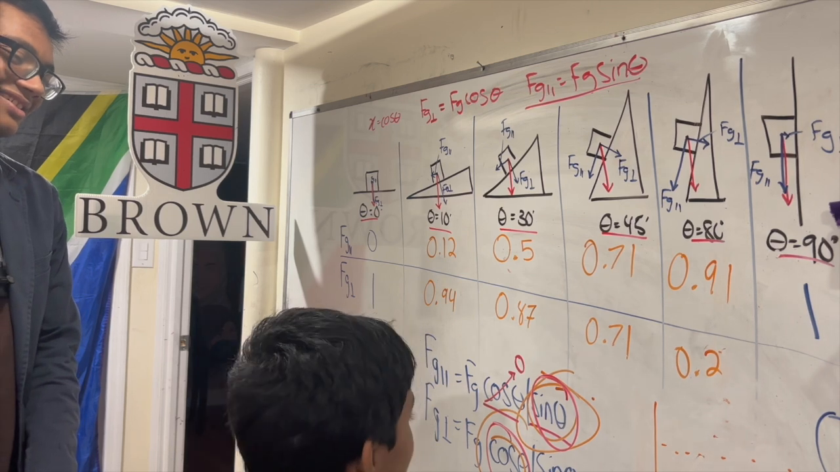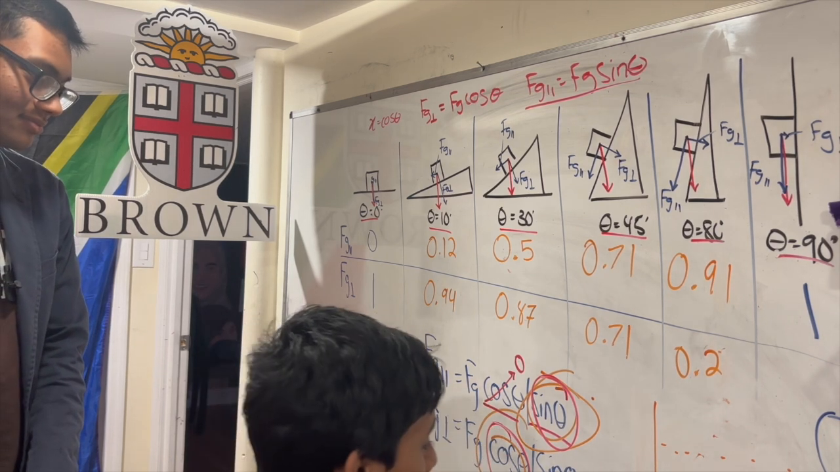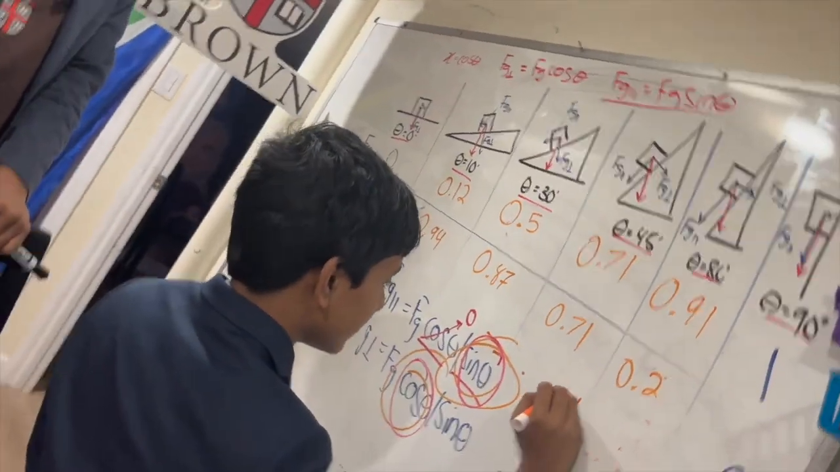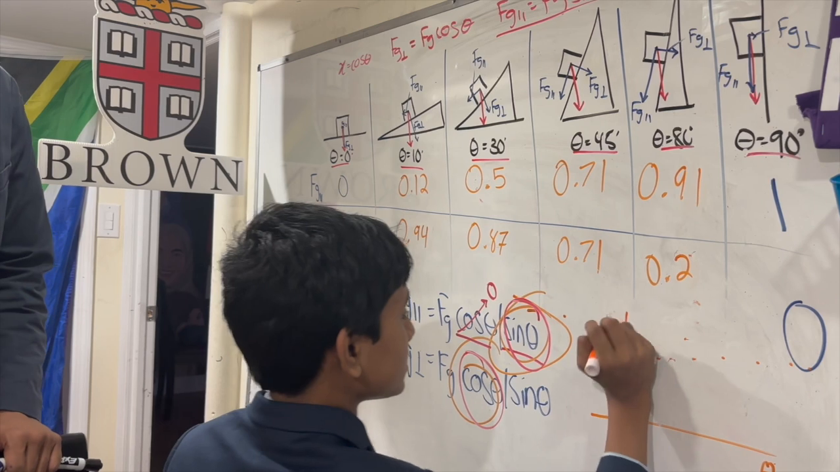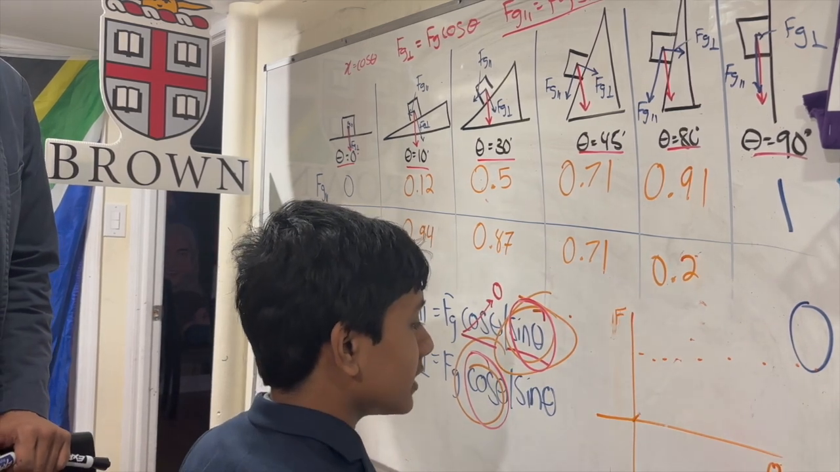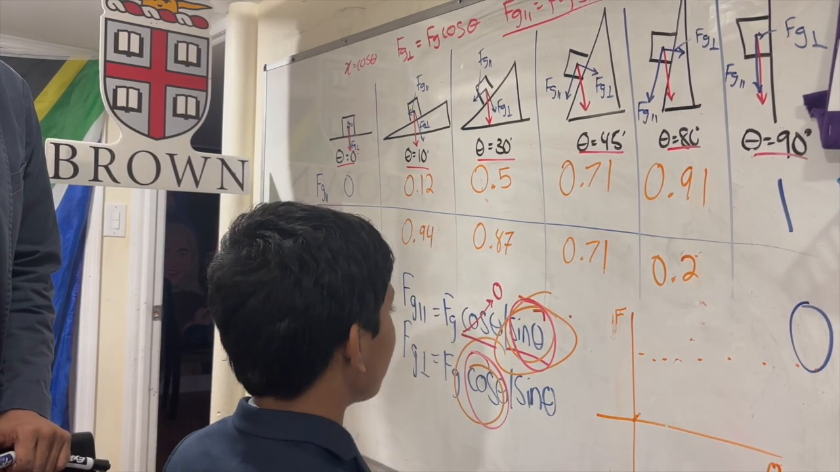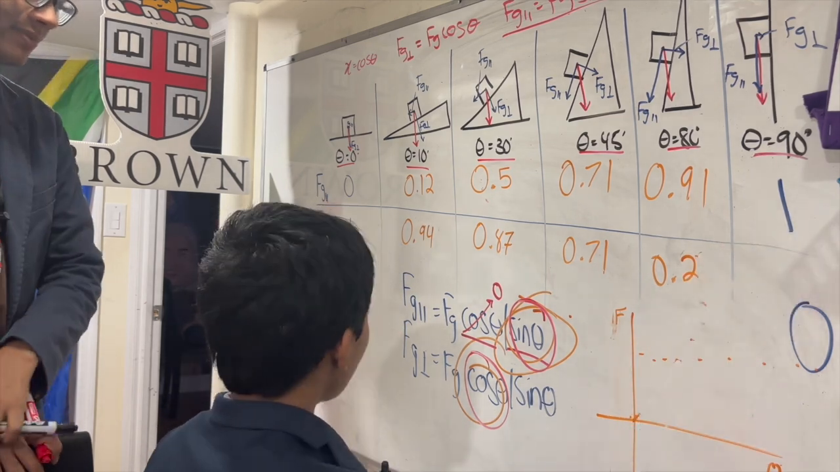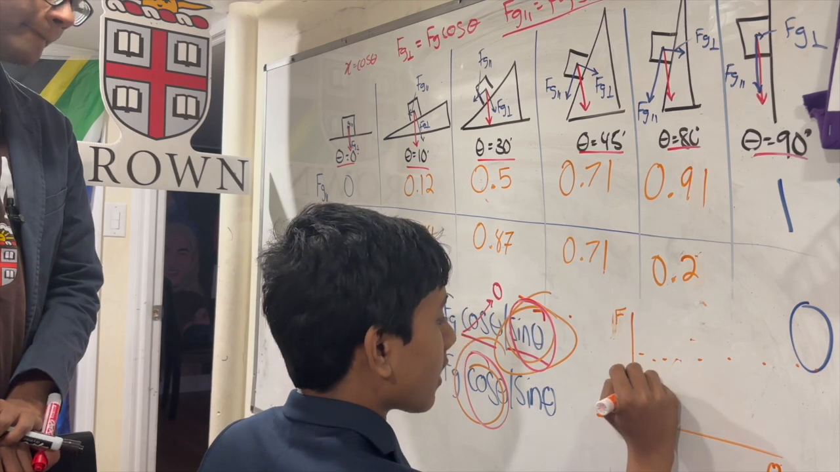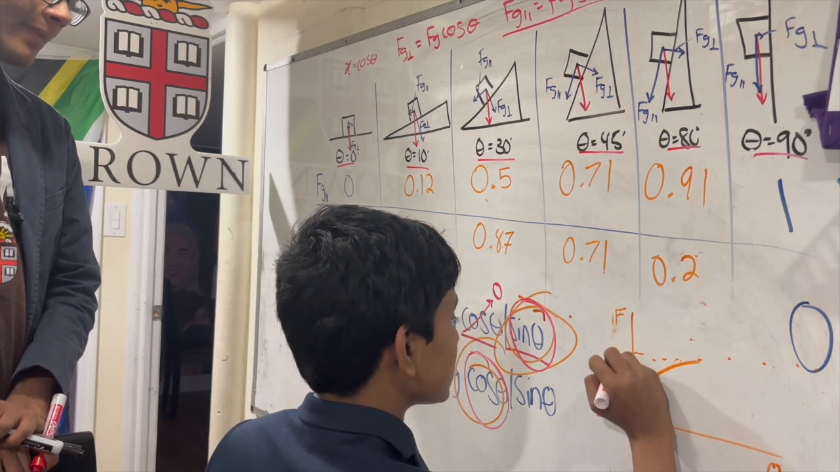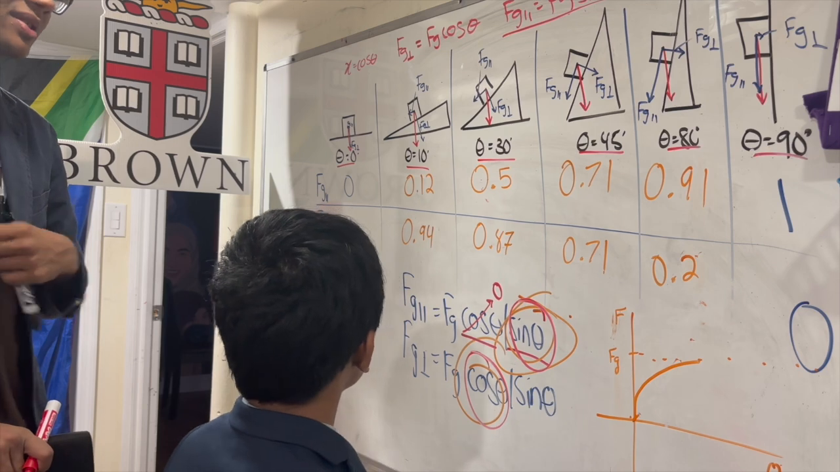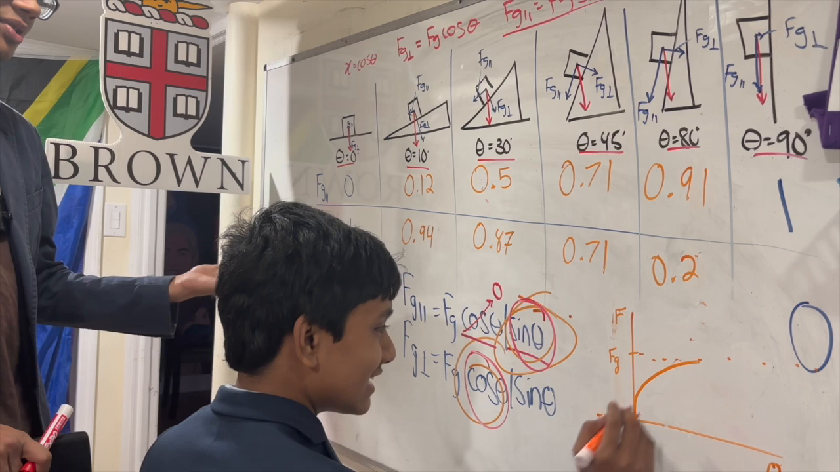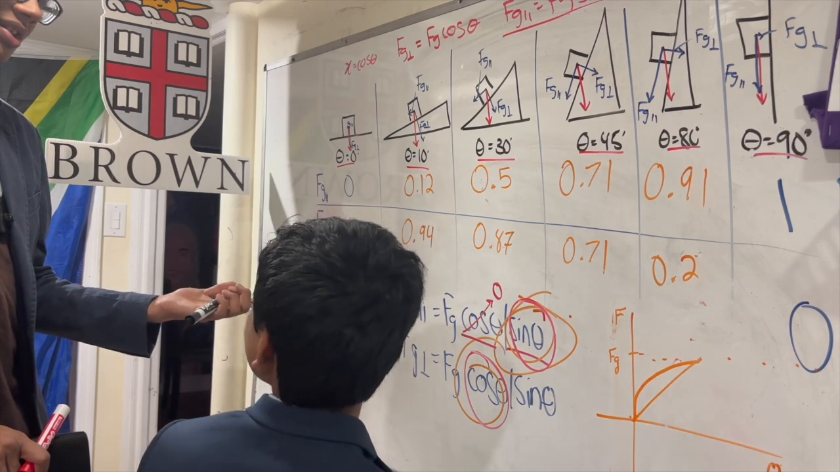Okay, so this is just theta, and this is the magnitude of the force, right? You're claiming that because we know it's going to be 0 at 0 and 1 at 1, it has to be like this. Yeah, because you know that it has to be a trigonometric function of theta. What else would it be? Could be this.